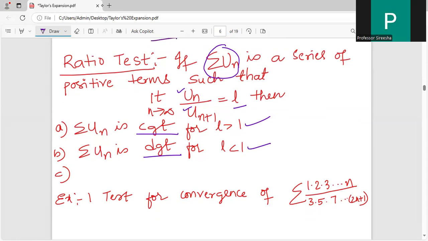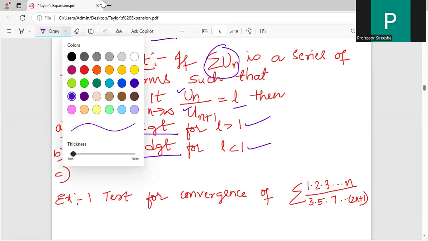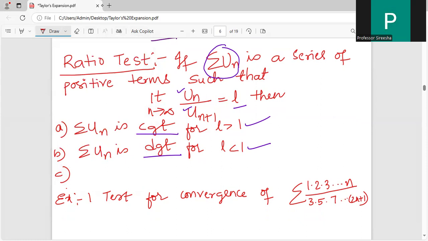But first of all, let us look into the test, how to test this and how to work out the ratio test, especially for engineering mathematics and for the exam's sake. Now, the third point, I have just left it open because if L turns out to be 1, this test fails.